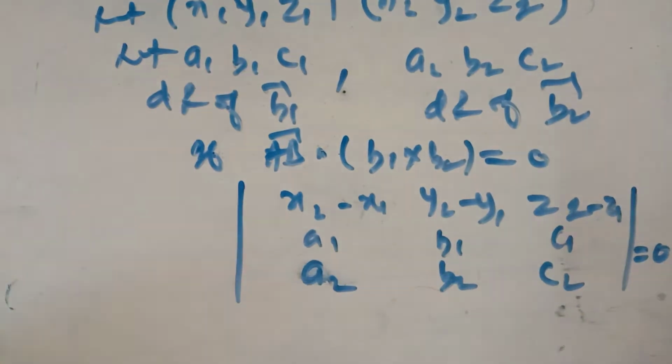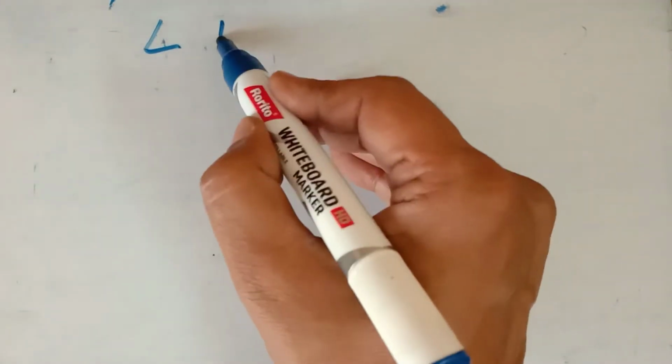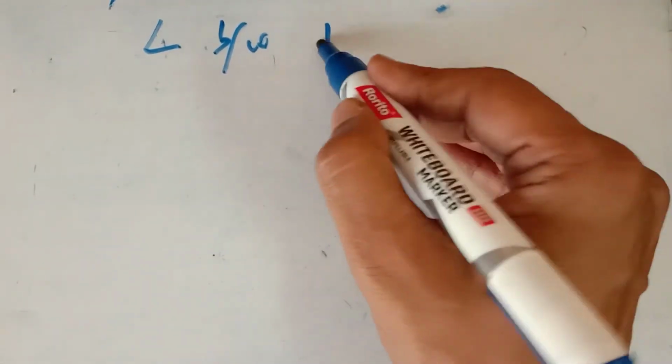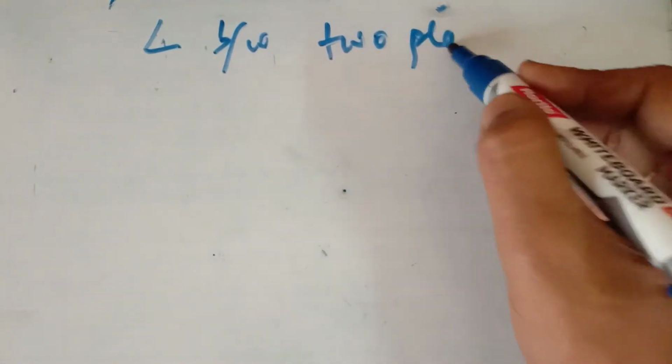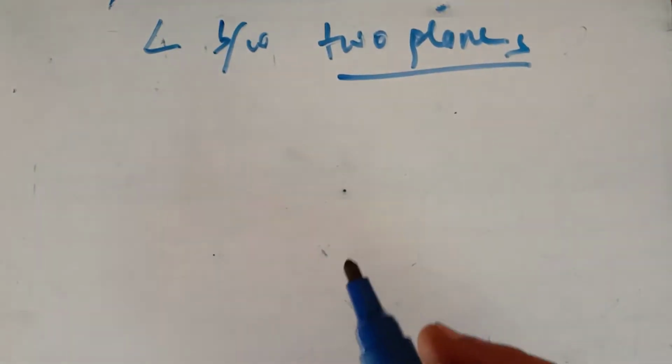So this is the condition for the coplanarity for the two lines to be coplanar. Cartesian form we have done. After that we have to find the angle between the two planes. Now the angle between the two planes, listen to it carefully.